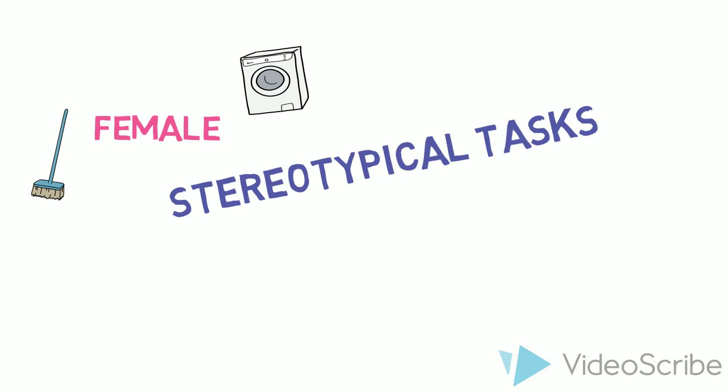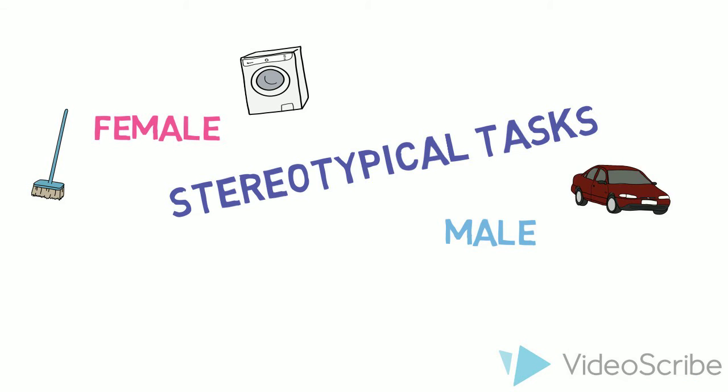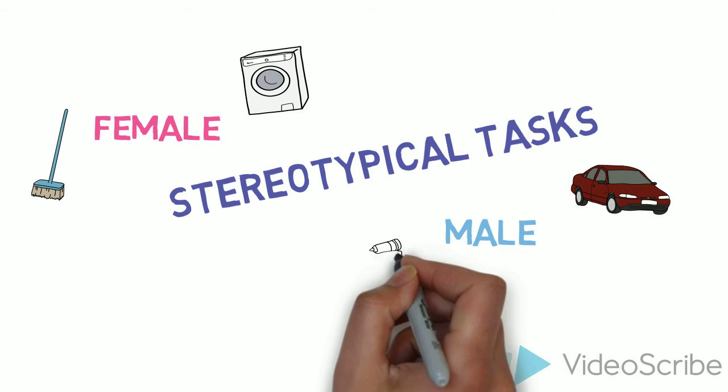Stereotypically male tasks are intermittent tasks. These are done only occasionally and are more flexible and less time-consuming. They include household repairs, car maintenance, and yard work.